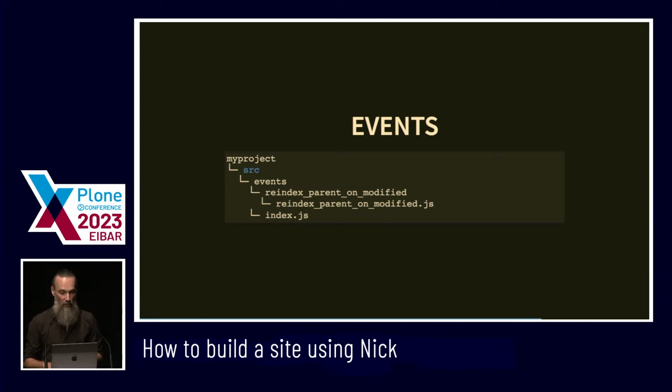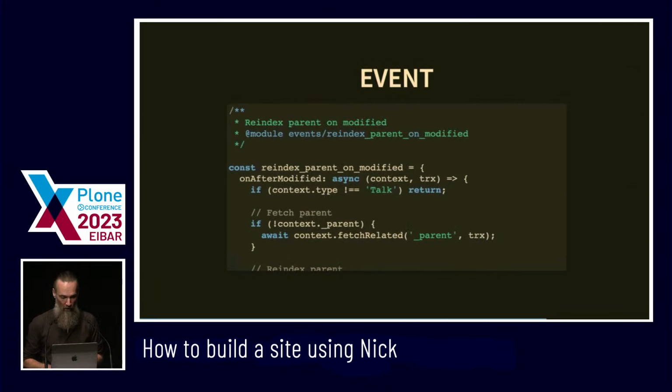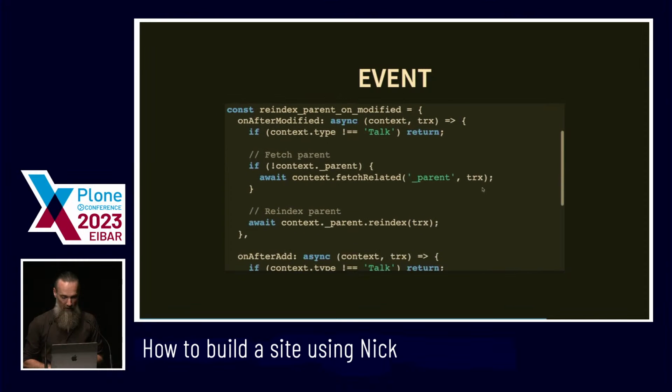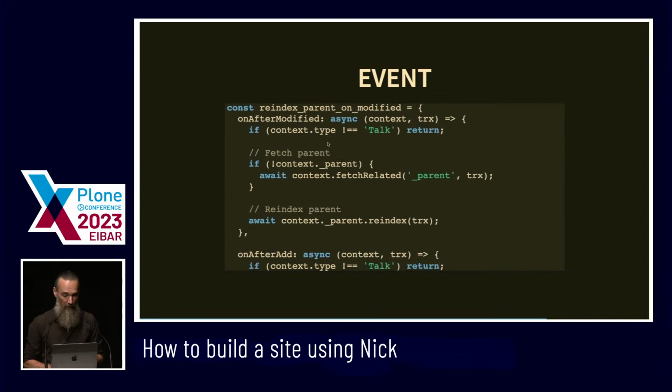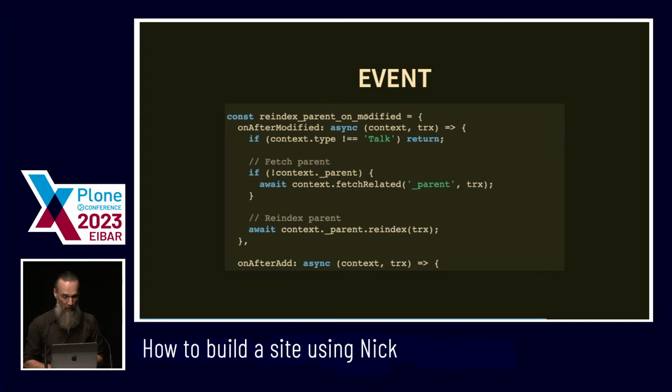So in this case, we're going to do a re-index of the parent. Basically, if we add or change a talk, we're going to re-index our schedule content type. So what does it look like? We have a method called re-index parent unmodified. We have an on after modified and on after add, which is basically the same method.